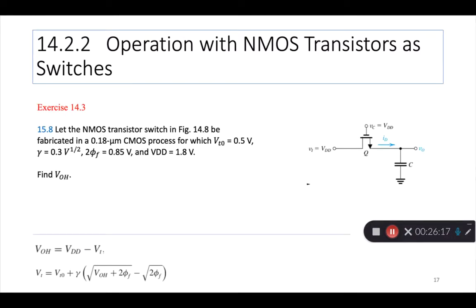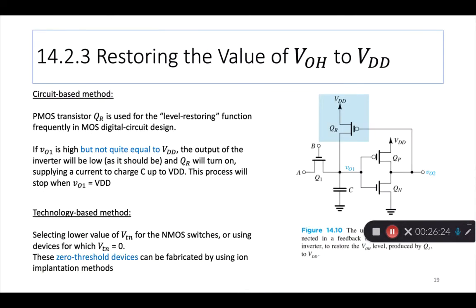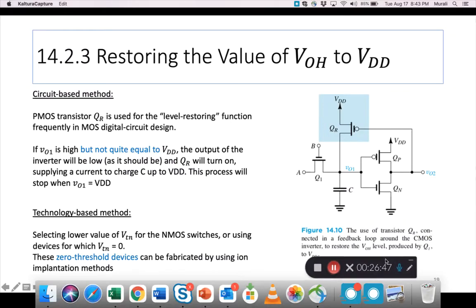So that's a problem with the NMOS pass-through logic switch. We have some problems, we'll come back to this later. One of the topics of interest is, we know that the output voltage high is only VOH, which is VDD minus VT. How do we get that back to VDD? So, is it possible? Yes, it is possible. But of course, nothing comes cheap. You have to put some cost into it. What is the cost here?